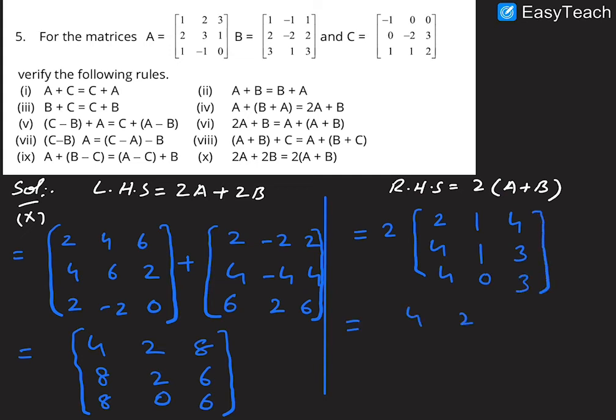So 4, 2 and 8. First row is same. 4 times 2, 8. 2 and 6. Second row also same. 4 times 2 is 8, 0, 3 times 2, 6. Thank God, this is same. This is 2, this is 1. So we have verified this identity also.